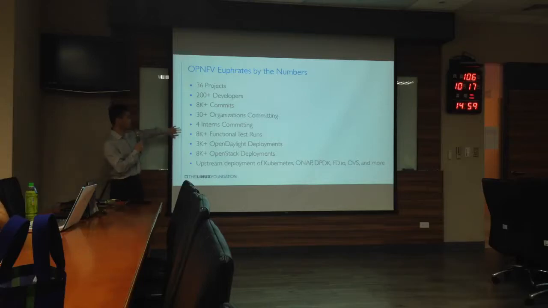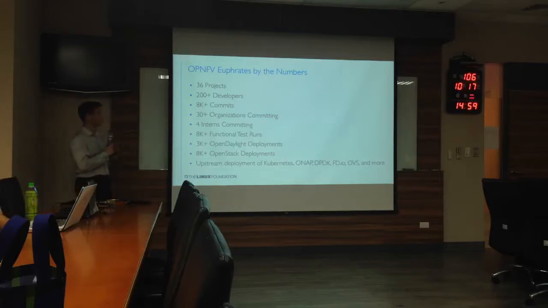So this is the number of different deployments that we do, like OpenStack and OpenDaylight. And every time the OpenStack base scenario is deployed, we run through our Functest test suite, so over 8,000 functional test runs. And like I said, we had upstream deployment of Kubernetes, Fido, and others. You'll probably see this in some of our marketing messages when we formally launch these, but this is some of the high-level stats that I wanted to share for this release.